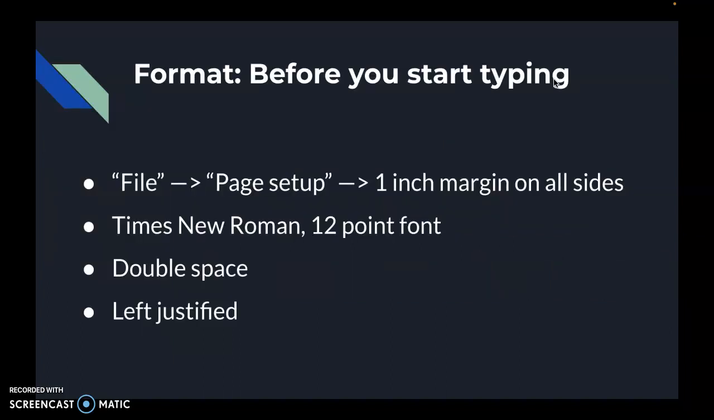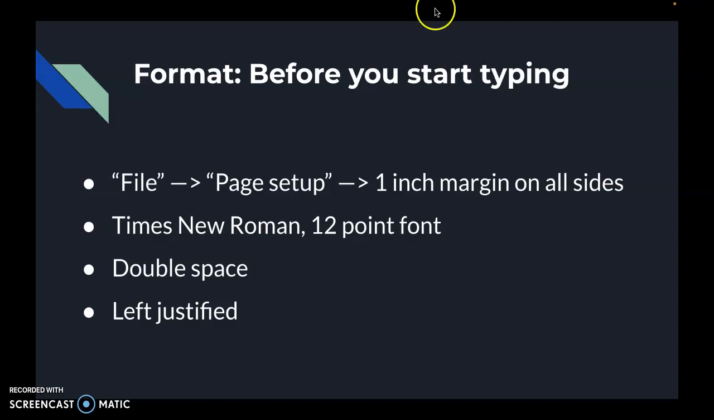So, let's talk about how to set up the paper. First, we want to make sure we have 1-inch margins on all sides. So you can go to File and then Page Setup and just check and make sure that you have 1-inch margins. Then we want the font to be Times New Roman and size 12. And then we want to make sure that the whole paper is double spaced. So you go up and you double space it. Again, before you're touching anything, before you're typing anything, you double space it. And then we want to make sure it's left justified.